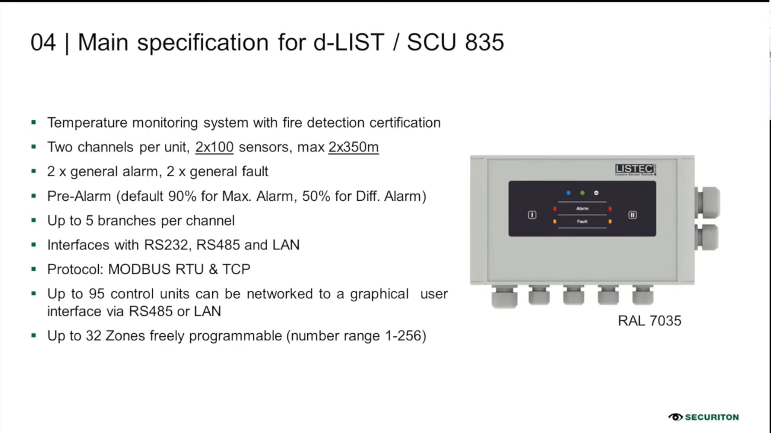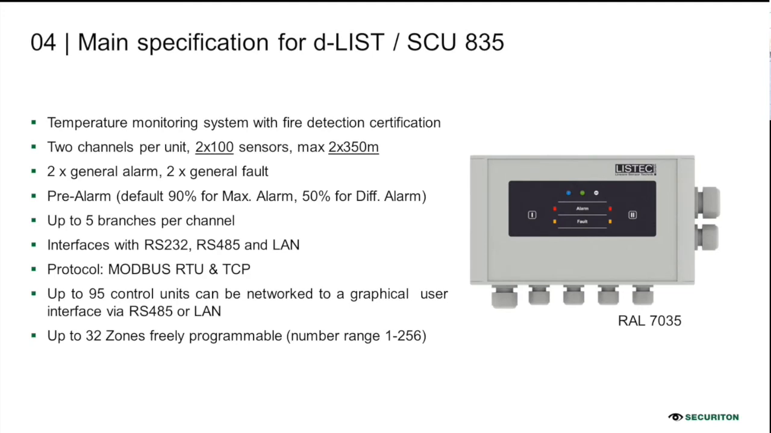It's actually a temperature monitoring system. We have a 2-zone system, or we call it 2 times 100 sensors, and each of the lines can go a maximum of 350 meters. So times 2 because of 2 sensor bases, with 2 general alarms and 2 general faults on board. Pre-alarms are available, with default functions at 90%, and a maximum alarm at 50% or a differential alarm. Up to 5 branches are possible, which I'll be explaining in a short while.